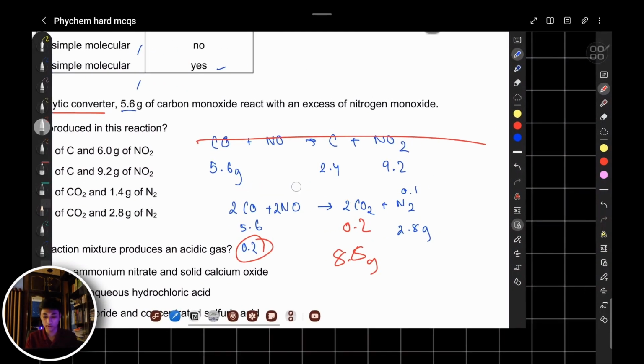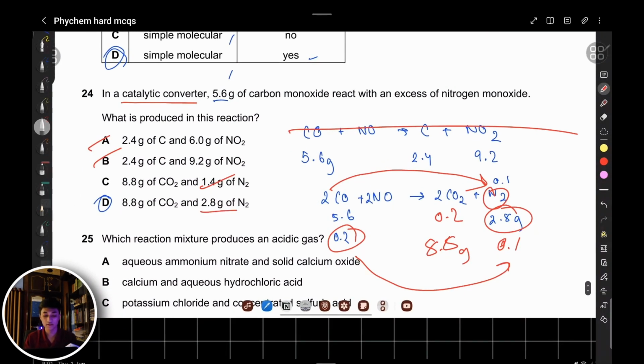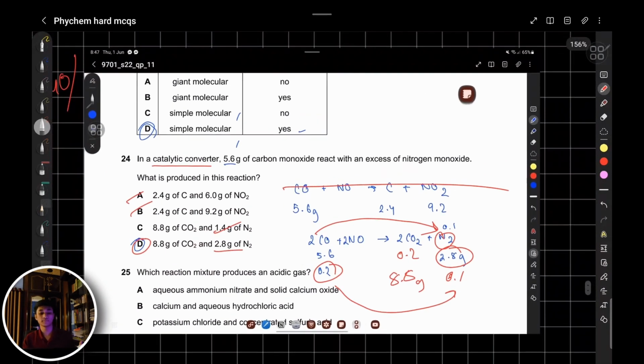And again, 2:1. So the mole is going to be 0.1. 0.1 means 0.1 times 14 into 2, since N2, 14 into 2. It's going to give you 2.8 grams. 2.8 grams. Not 0.1, not 1.4. 2.8 grams. So D is the answer.